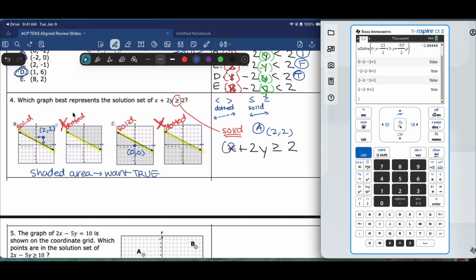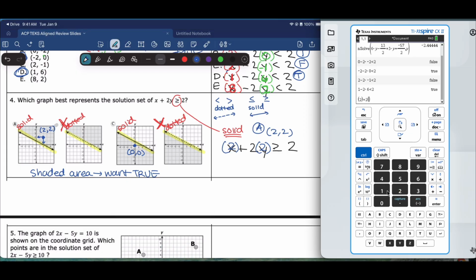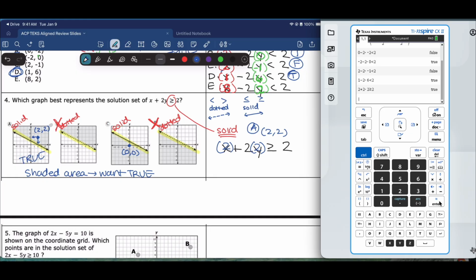I'm going to put 2 right here, 2 right here, and then I'm going to try true, false. So parentheses, 2, parentheses, then we have plus, 2, parentheses, another 2, parentheses, then I choose control equal to choose a symbol, boom, 2, enter, and that gave me true. So A is true, that means it's my answer. C is going to be false. It can only be true for one or the other.